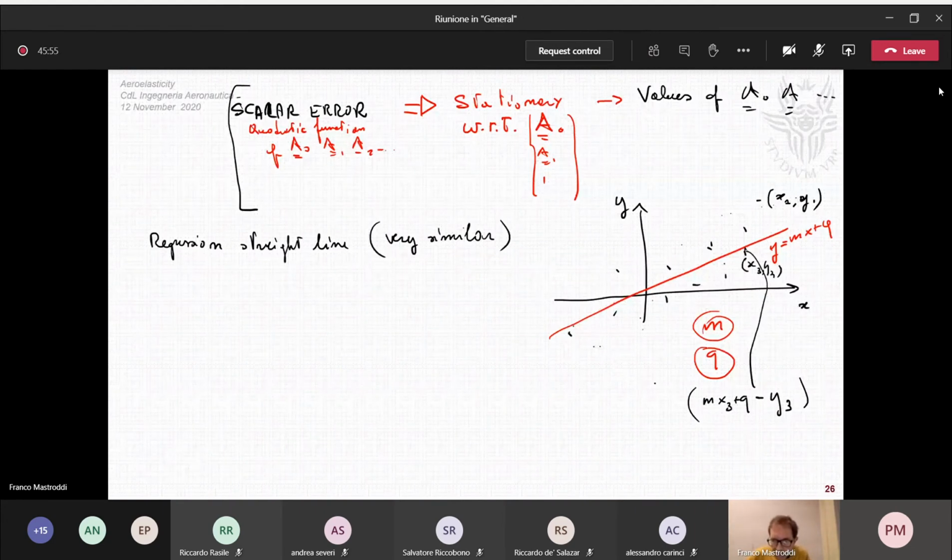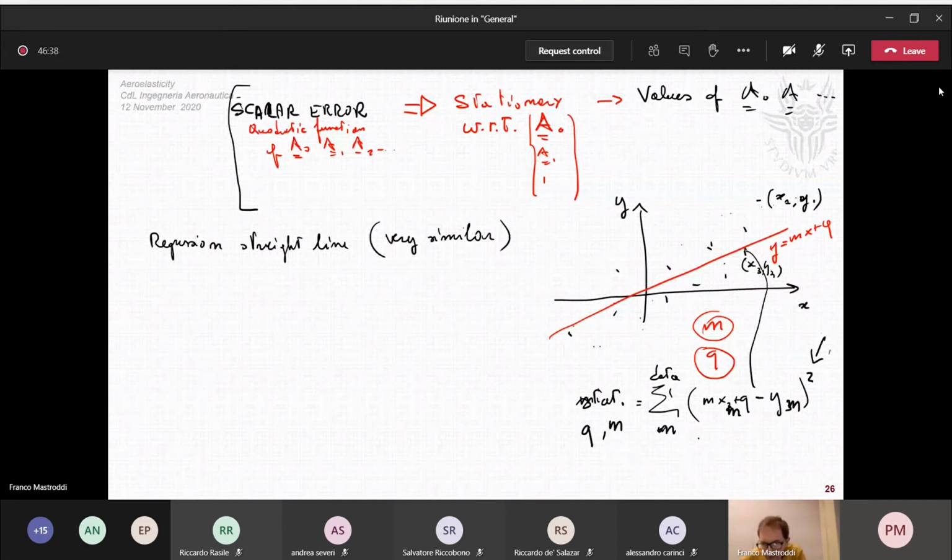And you can sum all this data, but you want to minimize the square of this error because you want to consider in the same way an error on this side with respect to an error on the other side of the straight line. So you prefer to minimize the square of the error and ask it to be minimum, or stationary, better, with respect to q and m.